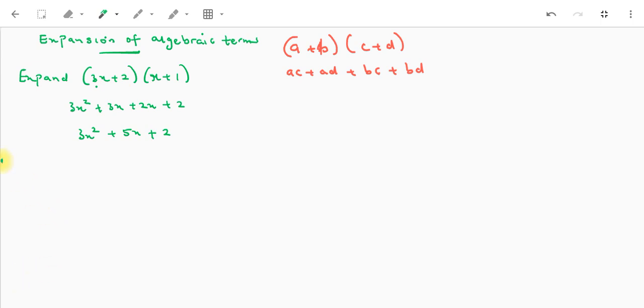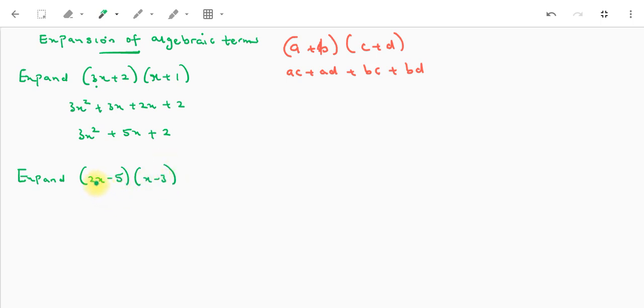Let's try another case. Say we are asked to expand, look at this, very interesting, 2x minus 5 and x minus 3. Look at this. How do I do this?